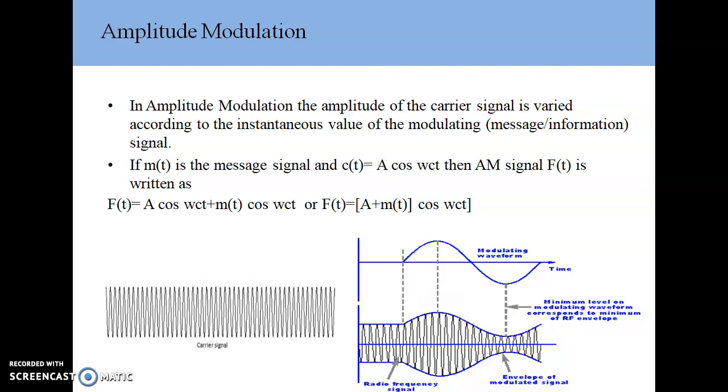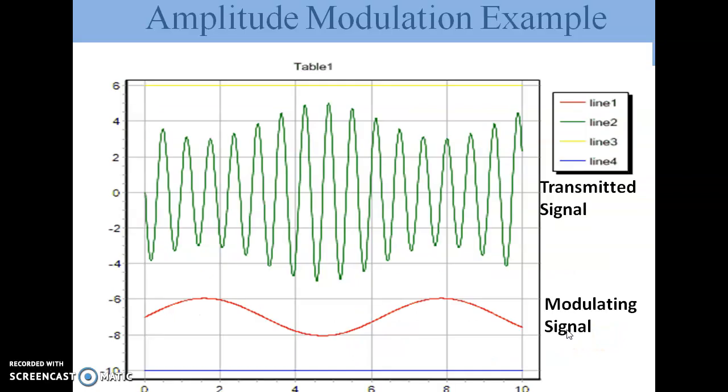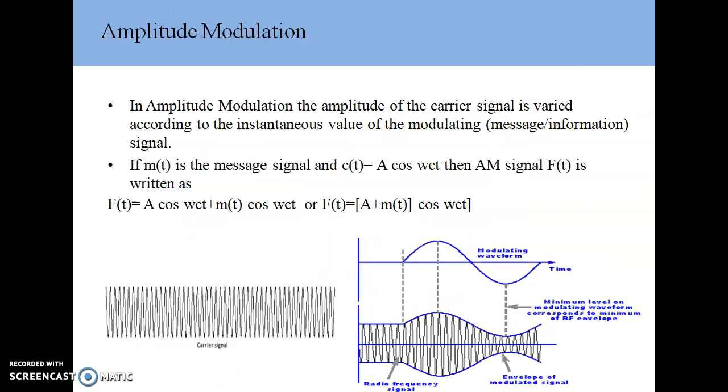Now let us see what we mean by amplitude modulation. In amplitude modulation, the amplitude of the carrier signal will be varied, not that of the information signal. According to what? According to the instantaneous value of your information or modulating signal. So we are going to represent the message or information signal by m(t) and the carrier by c(t), that is A cos omega_c t.